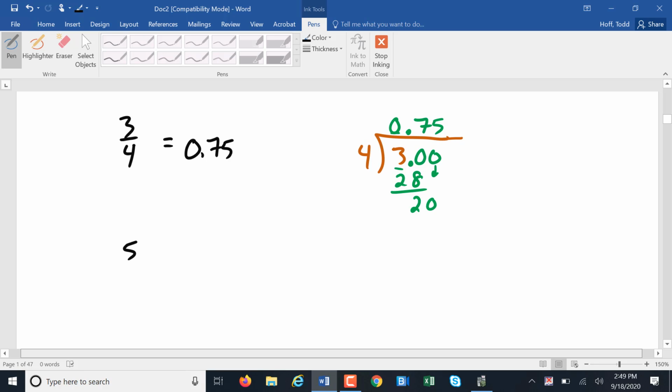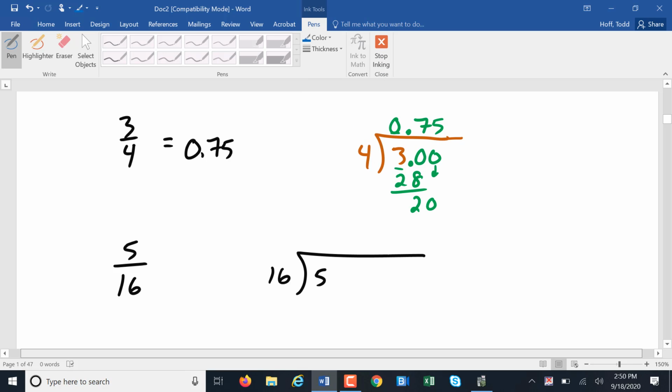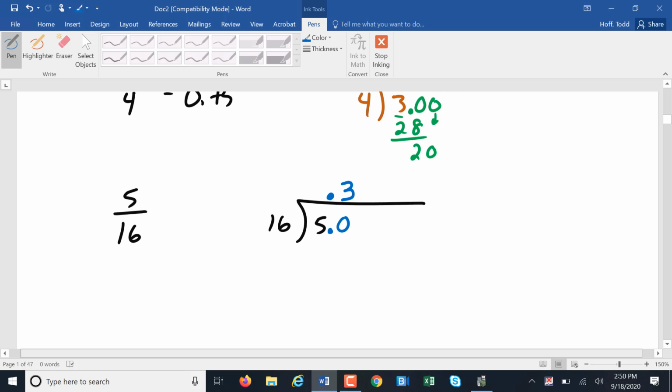We might have 5/16. That's going to be 5 divided by 16. Well, 16 does not go into 5, so we're going to put in the decimal point, bring it up, add a 0. 16 into 50? 3 times. 3 times 16 is 48. So we subtract, there's 2, add a 0 and bring it down. 16 into 20? Once. That's 16. We have 4 left over.